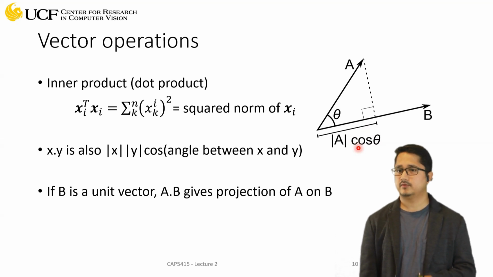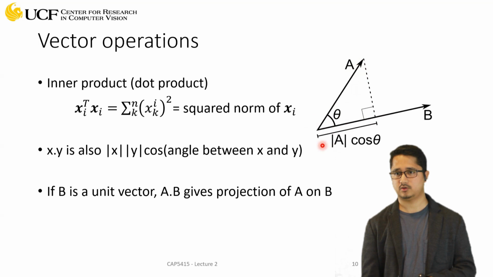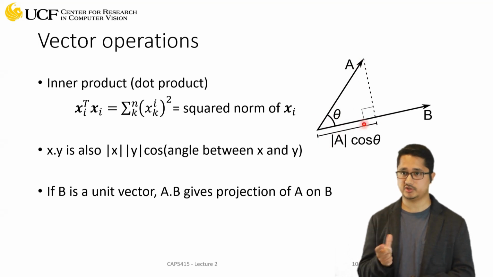So this is kind of the projection of A in this direction. If you drop a perpendicular from this point to this vector, so this is 90 degrees, your projection of A will be exactly this distance. And this distance is A times cos theta. Okay, so remember this projection.